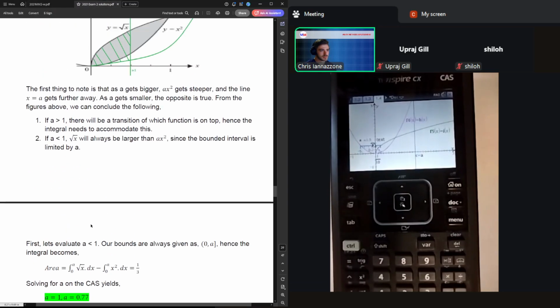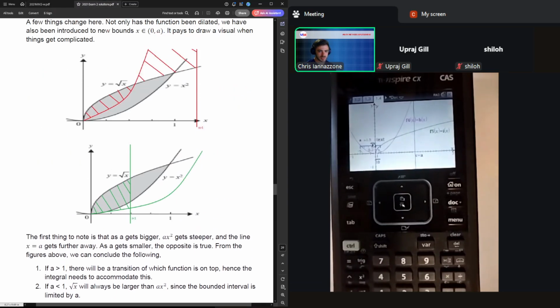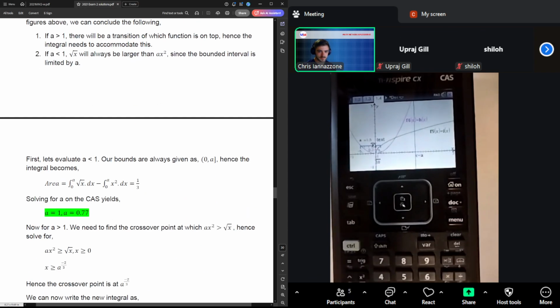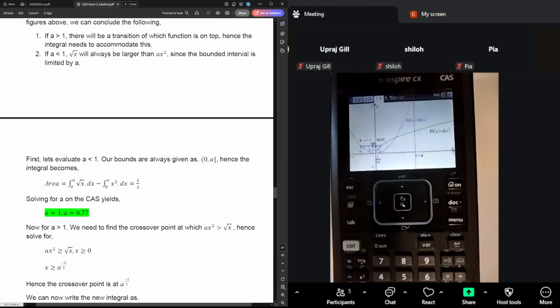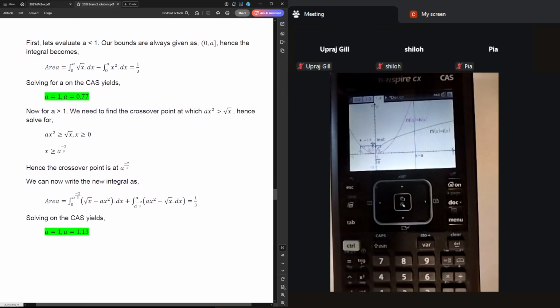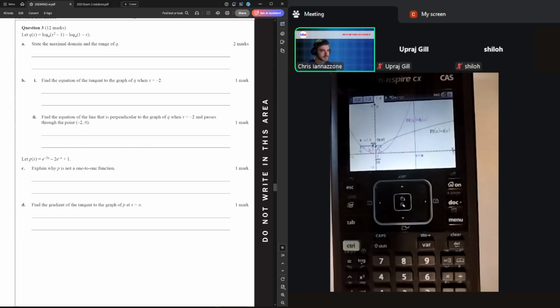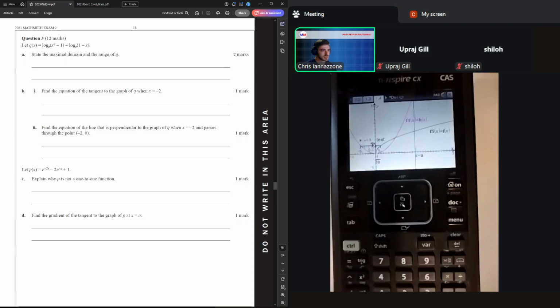That was fairly involved. Is there anything else I should discuss about that to clarify things? Okay. Next up, question 3 then. Much easier questions. State the maximal domain and range of Q.